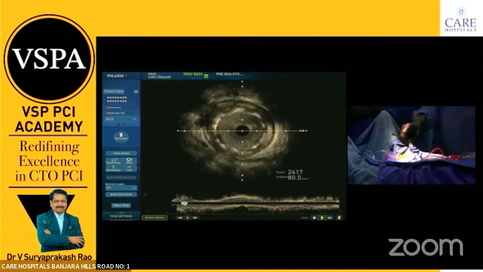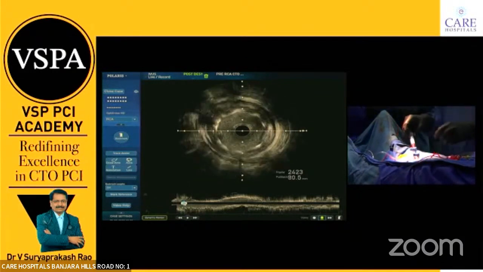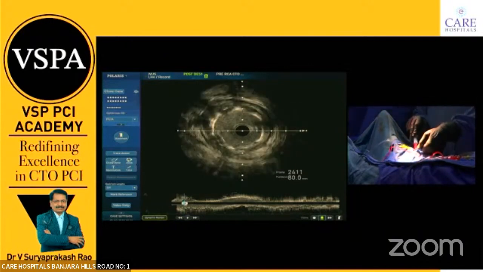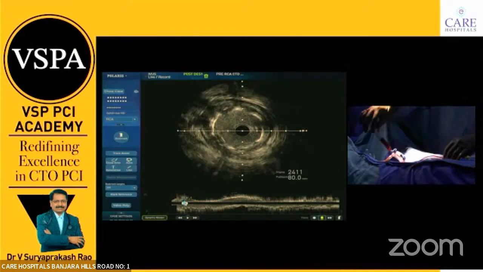And the IVUS shows it expanded nicely. Only proximally we have to do. You can even take a 4.5, Dr. Prakash. 4, okay.